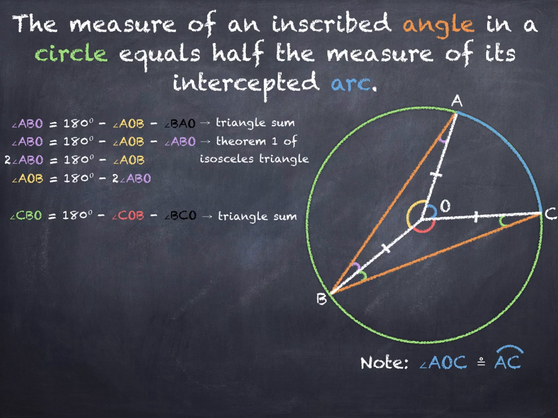By replacing angle BCO in our equation with angle CBO, we have that angle CBO equals 180 degrees minus angle COB minus angle CBO.